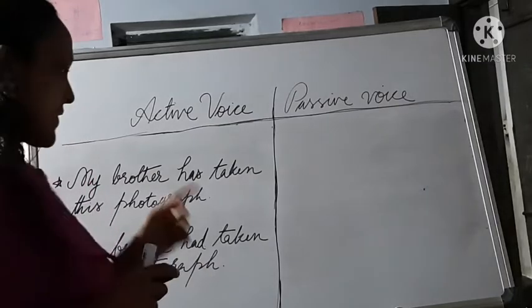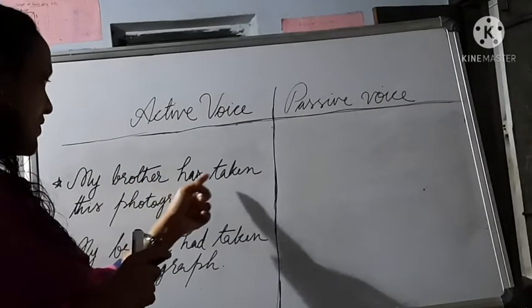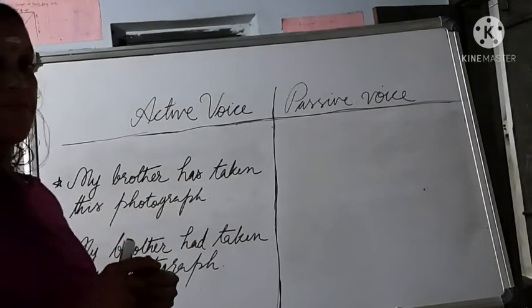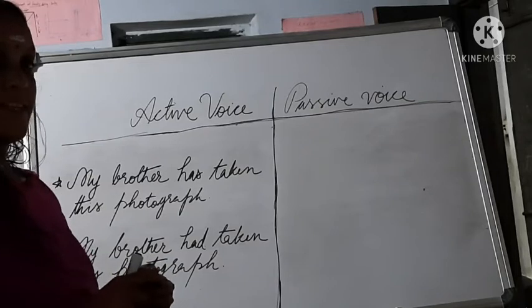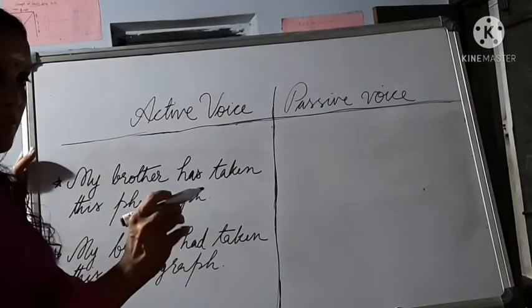Now look at these sentences. First one, my brother has taken this photograph. My brother has taken this photograph. So let's see one by one.